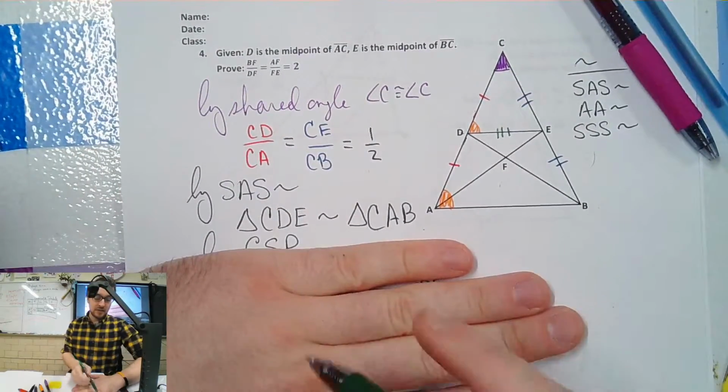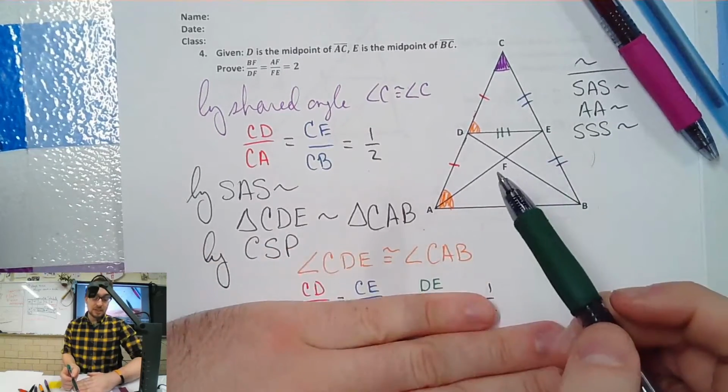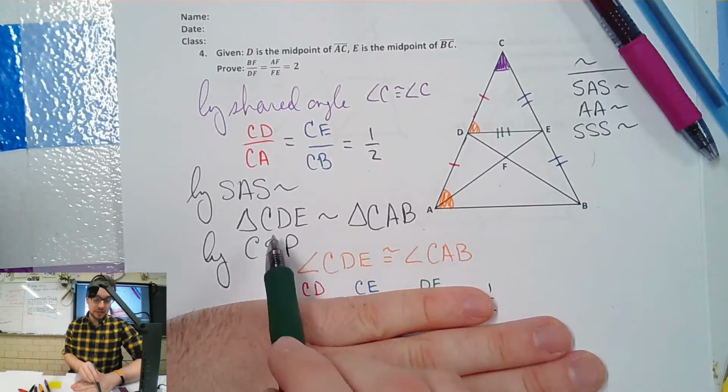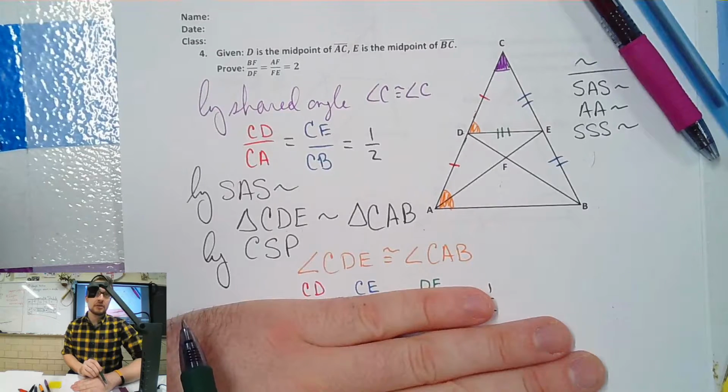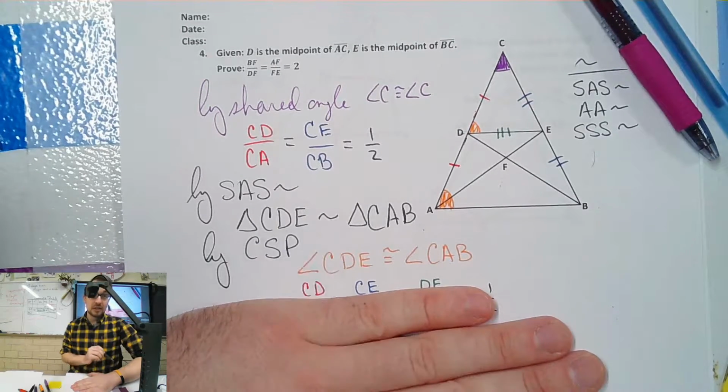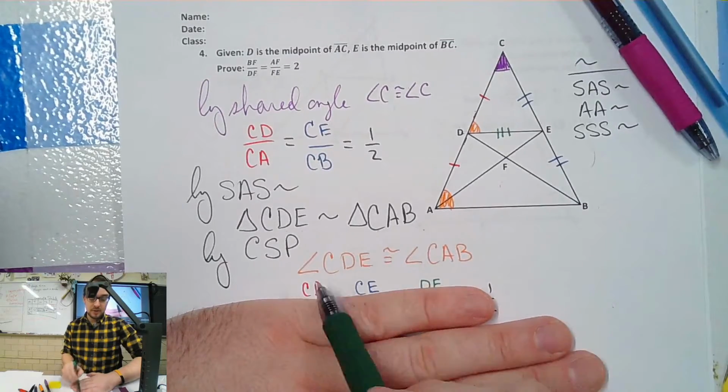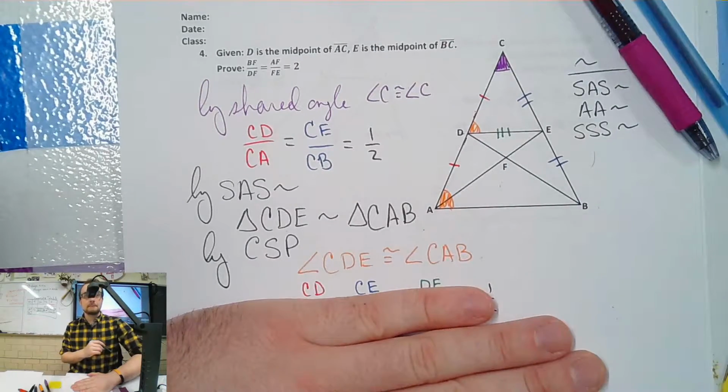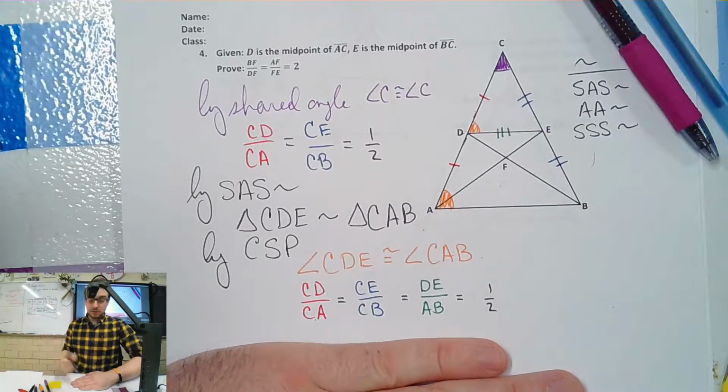How did I get that? So Evan, after I said that they're similar, I can use CSP to match up their stuff. So see how CDE is first, second, third, right? First, second, third over here must be congruent. So angle CDE should be congruent to angle CAB, and it is, right? Then I also matched up their sides.